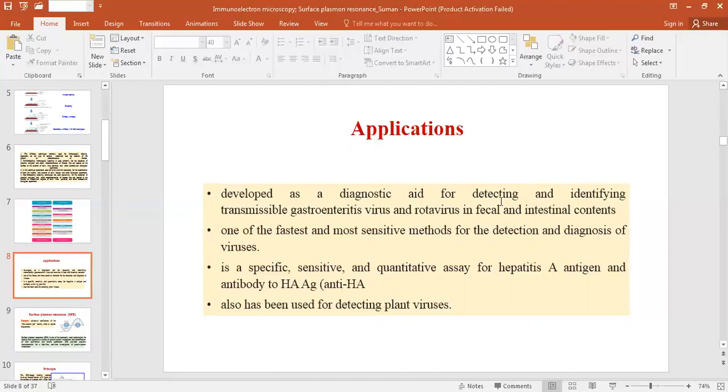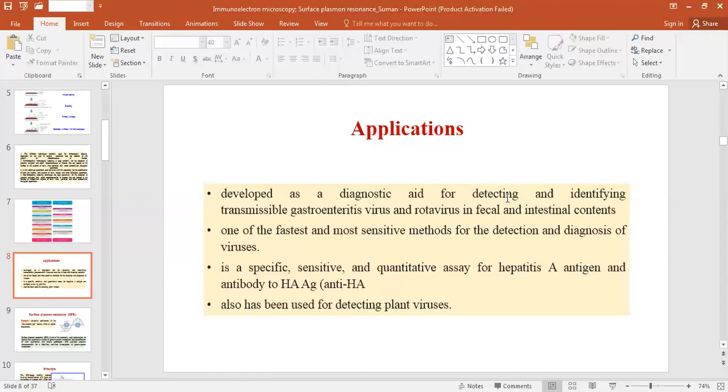Again, IEM is one of the fastest and most sensitive methods for the detection and diagnosis of viruses like plant viruses and animal viruses such as hepatitis virus. So hepatitis A virus. This particular technique is very specific, sensitive, and also quantitatively we can assay hepatitis A antigen and antibody of hepatitis A, anti-HA.